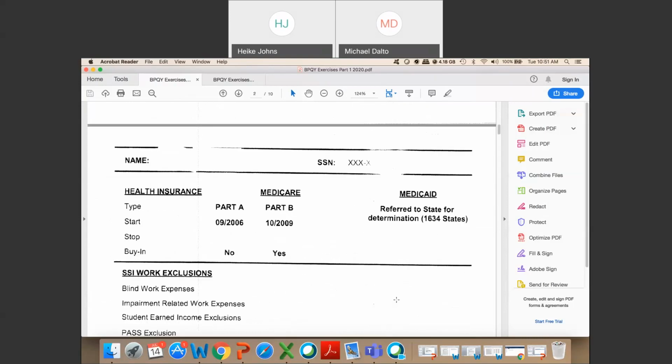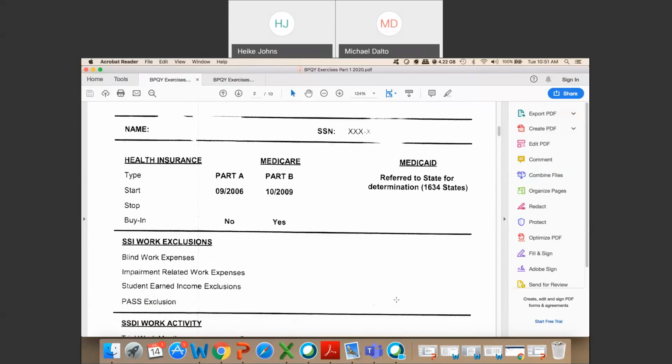The next page starts with health insurance. Medicare type is Part A and Part B. For Medicaid, it says referred to state for determination, 1634 states. 1634 states are states in which a person is automatically eligible for Medicaid if they receive SSI. Missouri is not a 1634 state. It's known as a 209B state.